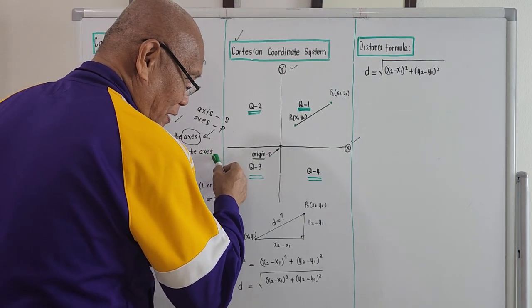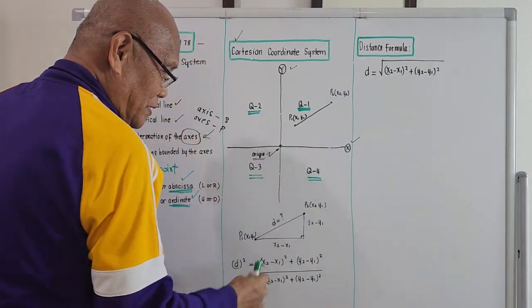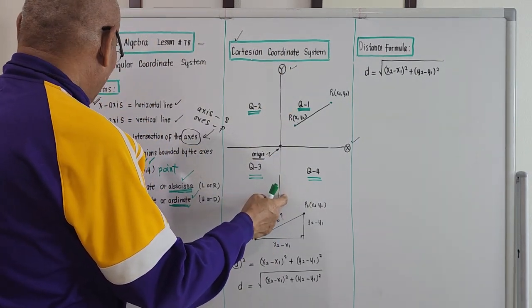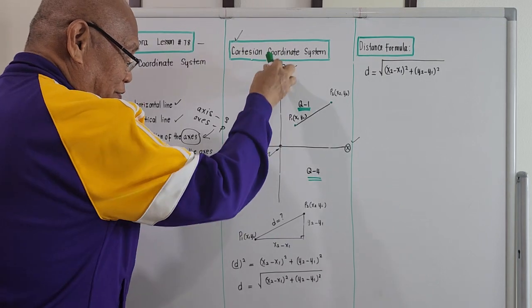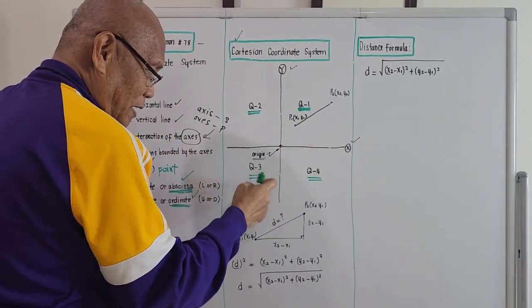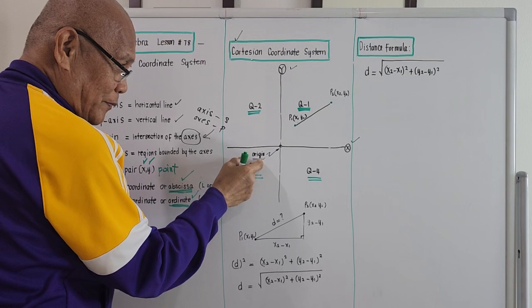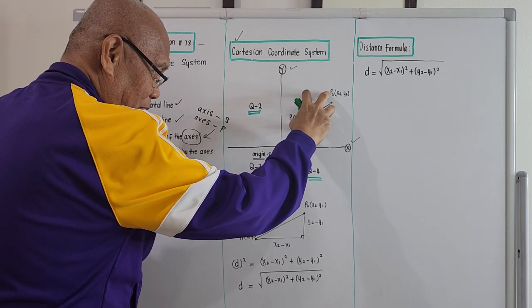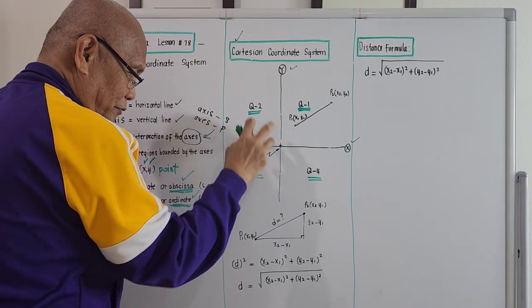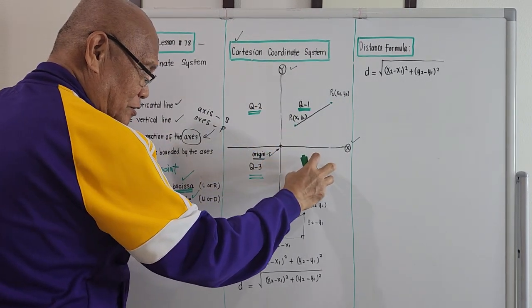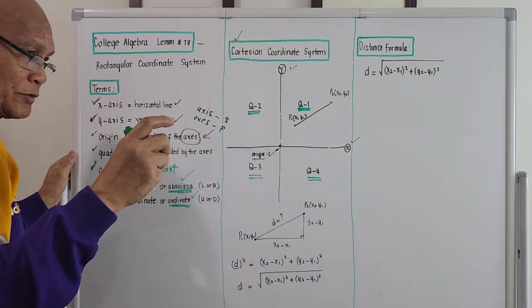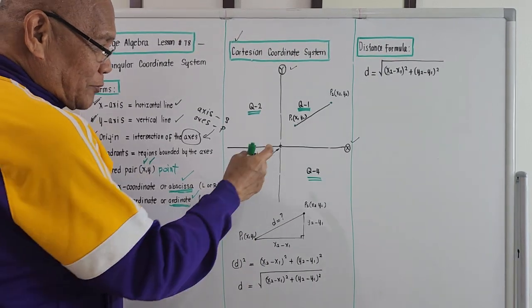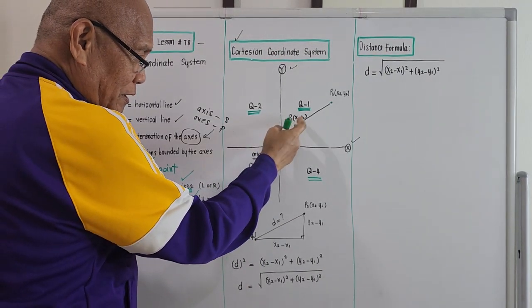There's a horizontal line termed the x-axis. There's a vertical line termed the y-axis. The intersection of the vertical line and the horizontal line is termed the origin. This region here is quadrant number 1. This is quadrant number 2. This is quadrant number 3. And this is quadrant number 4. And to designate a point on the Cartesian coordinate system, we must specify its abscissa and its ordinate.